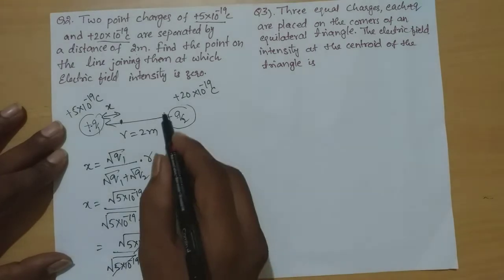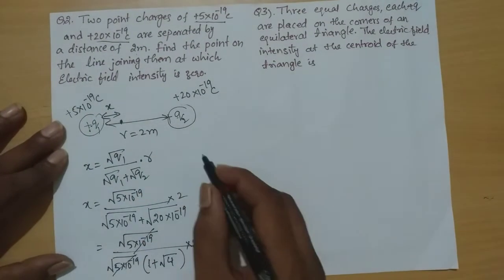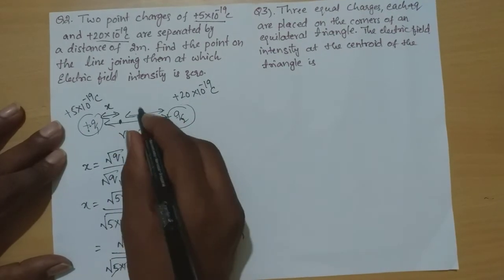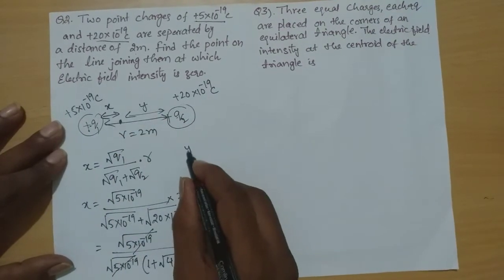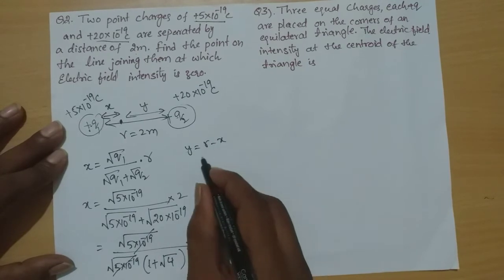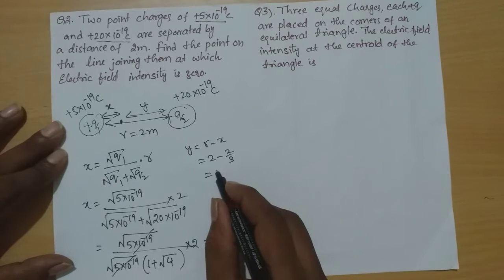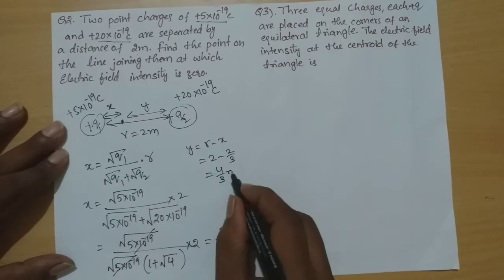And from the second charge, how much do we need to find? From here to here, the distance we can consider y. So then y equal to r minus x. r is 2 meters, x is 2 by 3. This will get 4 by 3 meters.